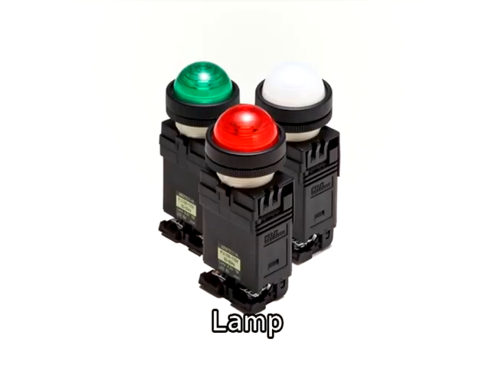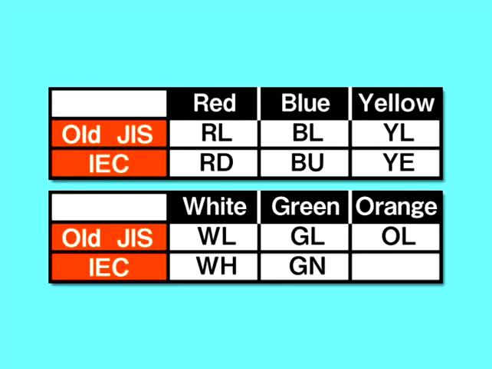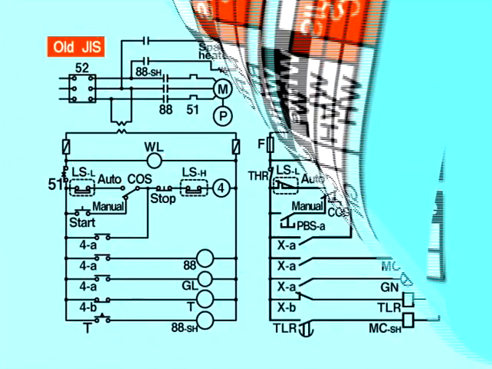Lamps are used to display the operational state of the motor or to display an error. LEDs are used in newer lamps. The merits of an LED include a long useful life, high luminance, and low power consumption. In cases where the sequence circuit is operated by DC and the plus and minus directions of the LED need to be clearly indicated, notations like this are sometimes used. Lamp colors are represented as abbreviations, as shown in this table.